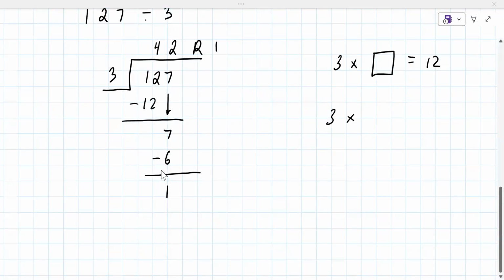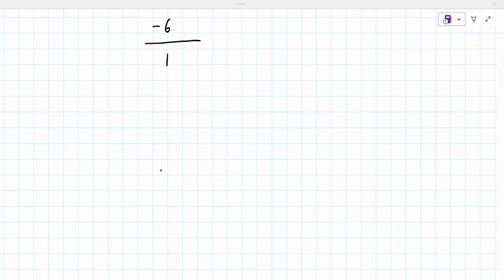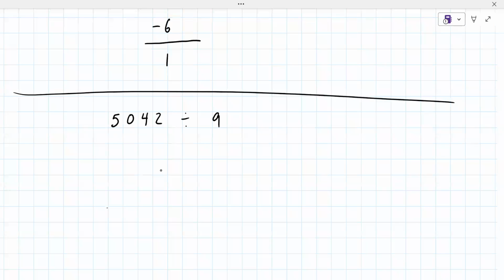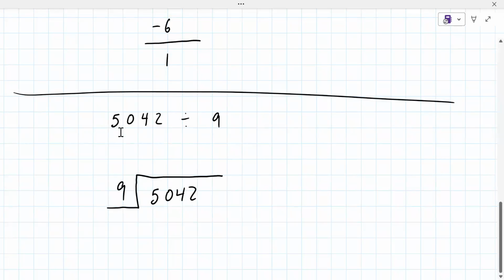So let's go 542 divided by 9. So again, which number goes outside the house? Which number goes inside the house? 542 goes inside the box and 9 goes outside. Okay, now maybe I misspoke, but this is 5,042. All right, does 9 go into 5?